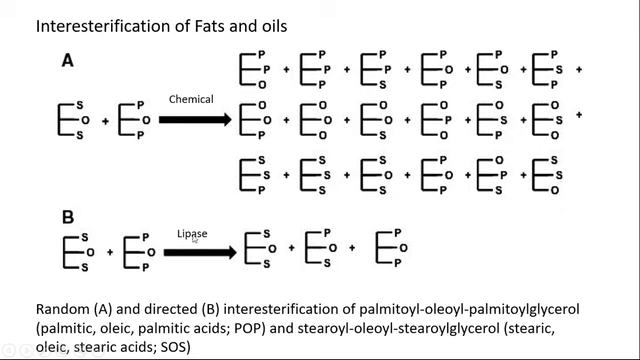However, if you use an enzyme lipase, which is very specific for breaking the ester bond, then you can get targeted interesterified fats. So the same two fats, if you use a lipase, you see you get only these three. You get the two parents, and you get the interesterified fat. So this can be purified and can be sold as interesterified fat.